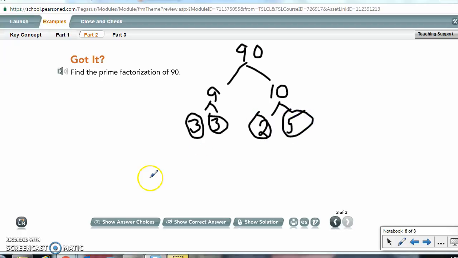So here's my tree. Now they want me to write this prime factorization. So I just write my circled numbers from least to greatest. 2 times 3 times 3 times 5. I can triple check my work by saying, well, what's 2 times 3? That will be 6. 6 times 3 is 18, and 18 times 5 is 90. Go and copy that down.